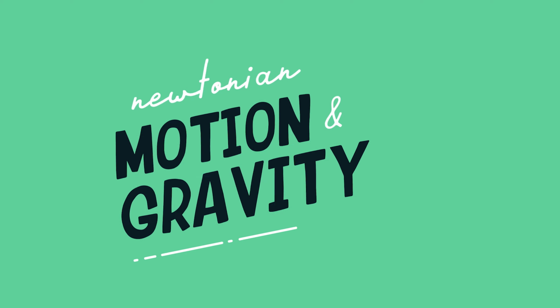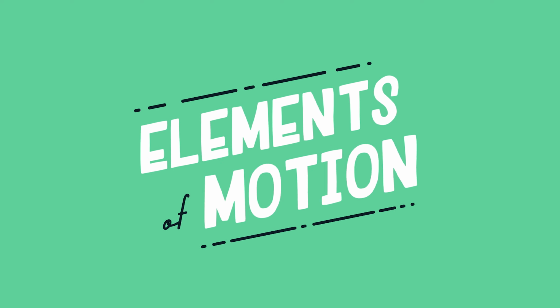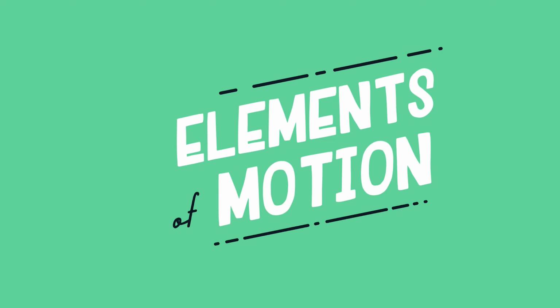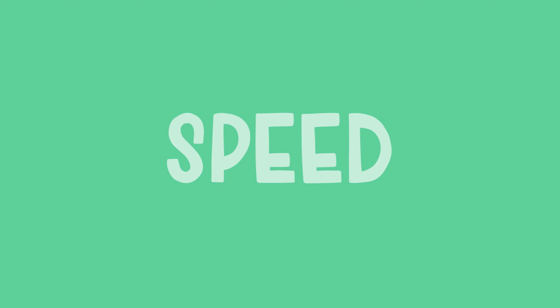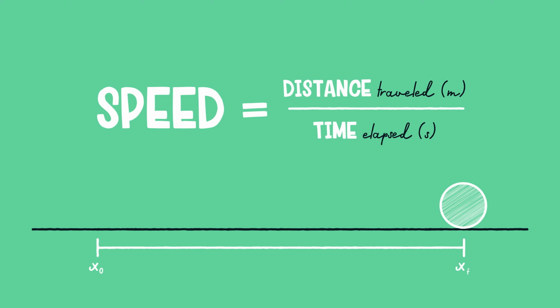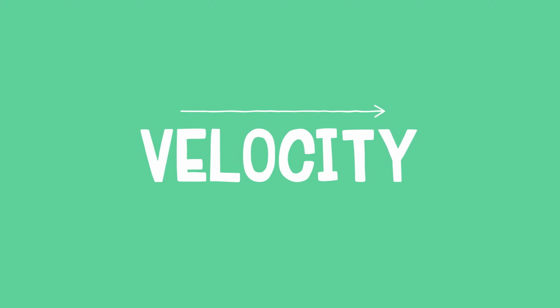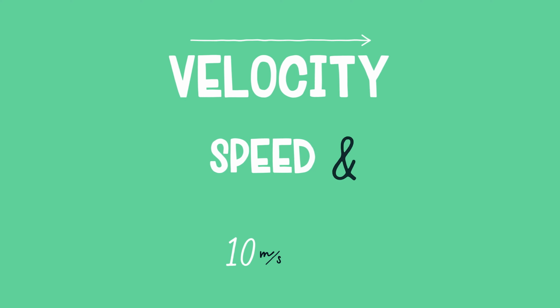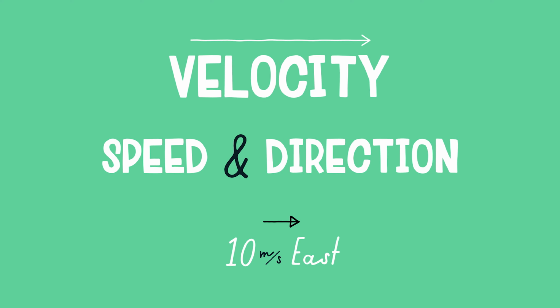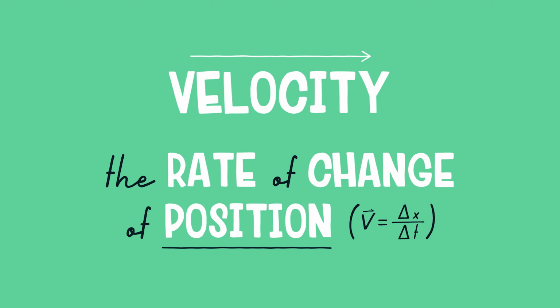Newton proceeded to develop and quantify the surprisingly simple laws that govern motion and gravity. But before we dive into each of Newton's laws, we need to discuss the elements of motion with a little more detail. From Galileo, we know that speed is defined as the distance traveled per unit of time. Velocity is a little more specific. It is the speed of an object in a certain direction. In other words, it is the rate at which the position of an object changes.